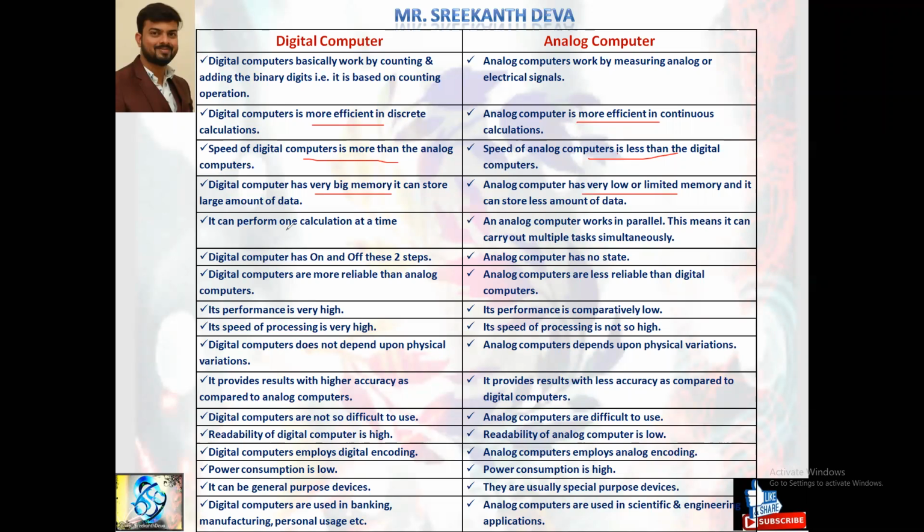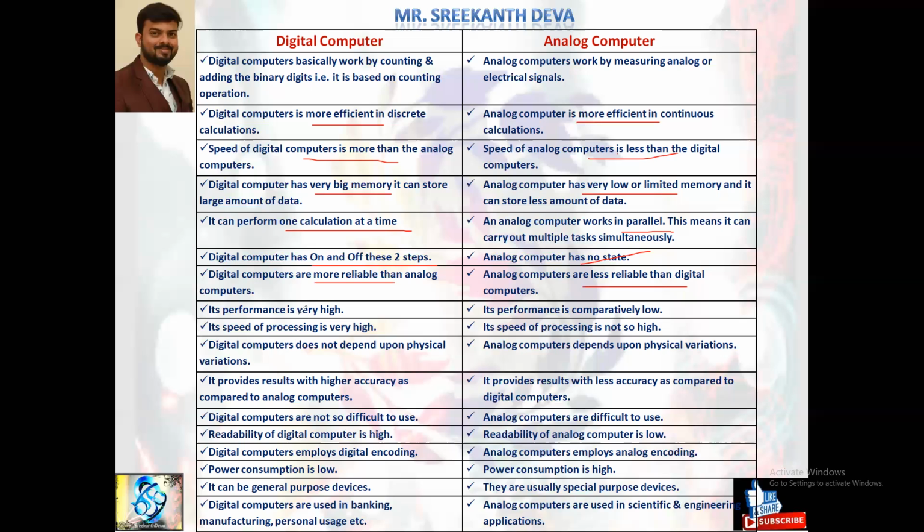A digital computer can perform one calculation at a time. Analog computers work in parallel. We can read different kinds of measurements, like temperature, pressure, heat, current, and calculate them in parallel, performing multiple tasks simultaneously. Digital computers work with two states, on and off. An analog computer has no such state. Digital computers are more reliable than analog computers. Analog computers are less reliable.